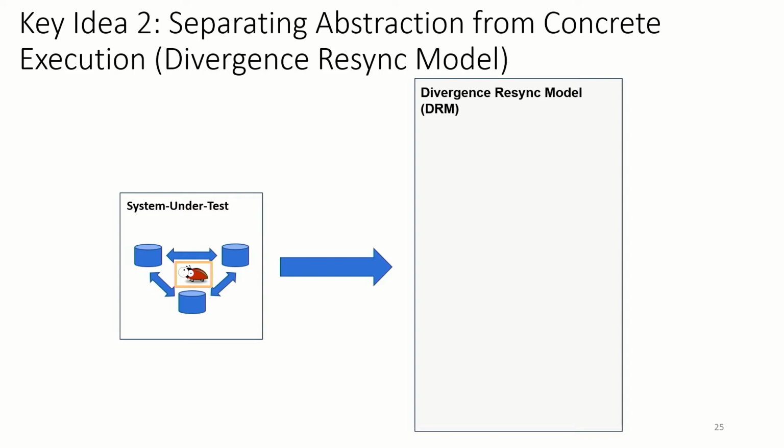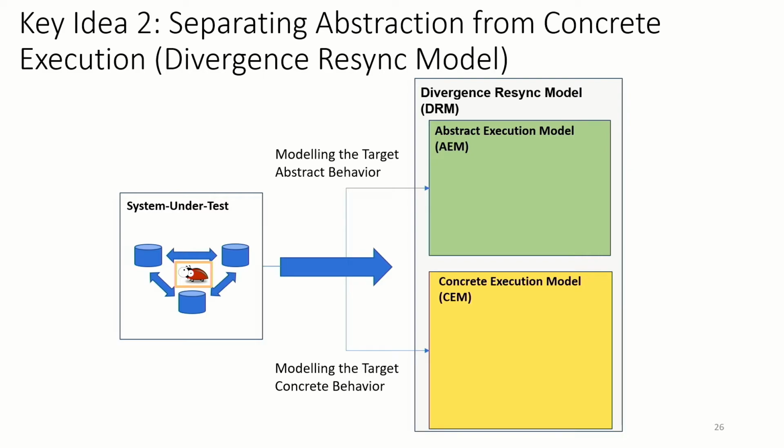This Divergence Resync model, or DRM, represents various divergence resync scenarios. It is composed of an abstract execution model, or AEM, and a concrete execution model, or CEM. AEM models the target abstract behavior, and CEM models the target concrete behavior that's compatible with the abstract behavior modeled by AEM. So AEM is essentially a finite state machine.